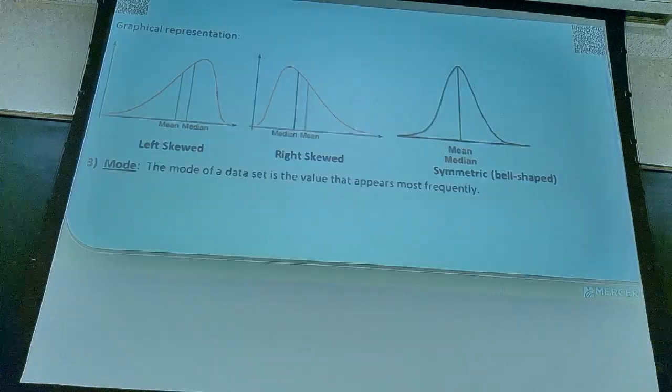Finally, the mode. It's just the value that appears most frequently. There are no calculations for that. You just count how many times each data point occurs. The one that occurs the most is your mode.